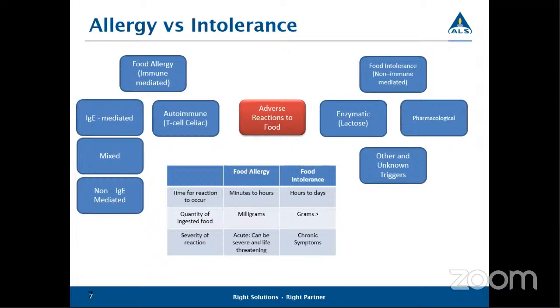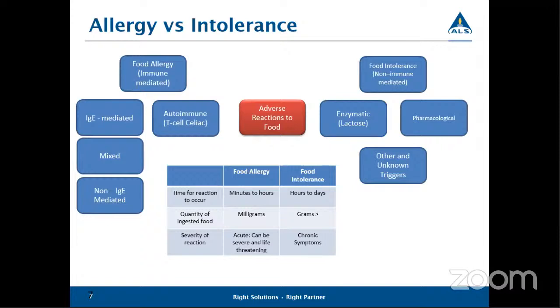A food allergy typically will happen in minutes to hours, so very quickly, versus a food intolerance can happen very slowly. The quantity of food to cause that reaction is also different. In a food allergy, extremely small amounts, milligrams or less even of food digested can result in an allergic reaction, versus a food intolerance. It often takes a number of grams of food in order for that to happen.